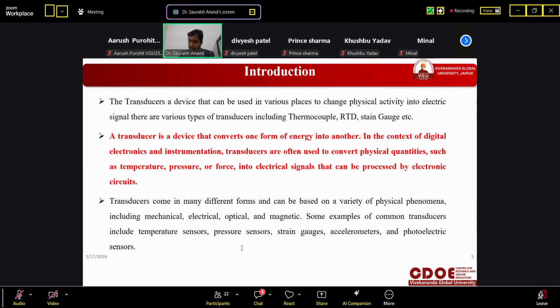So what is transducer actually? Can anyone tell me? Have you ever heard this word, transducer?